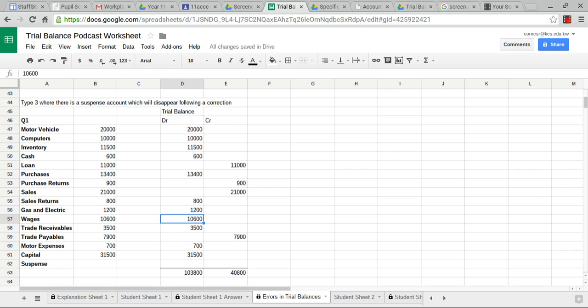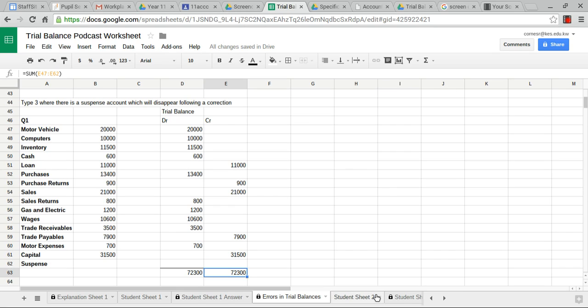Gas and electric's an expense. Wages are an expense. Trade receivables are a current asset. Trade payables are a current liability. Motor expense in the right place. Got a big one here that's in the wrong place, which is capital. Now I've got to be hoping, because I've nearly finished, and if I've made a mistake, I'm going to have to do the whole thing again. So let's see what that does. Okay, the two accounts do balance, so that's absolutely fine.